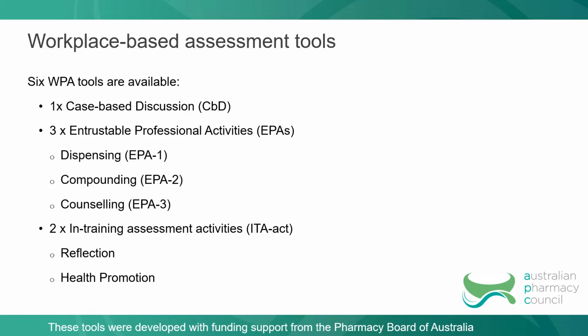The 6 tools which have been developed include 1 case-based discussion, 3 entrustable professional activity assessment frameworks. So this allows preceptors to assign entrustment levels to pharmacy interns for specific workplace tasks, and 2 in-training assessment activities focused on reflection and health promotion. And I'm now going to talk through the key points for each of these tools.